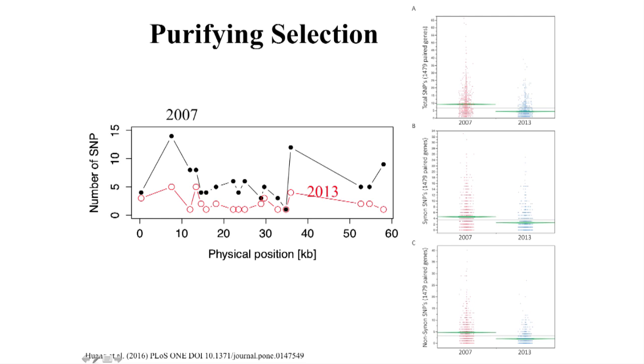After finding this decrease of SNPs, we tested whether those SNPs really change the protein, comparing synonymous and nonsynonymous ones. This means the selection is really at the protein level. They are really changing the protein. That's why we suggest purifying selection.